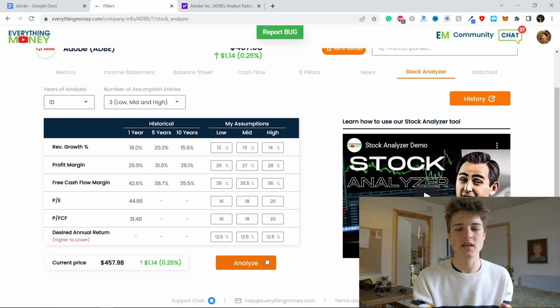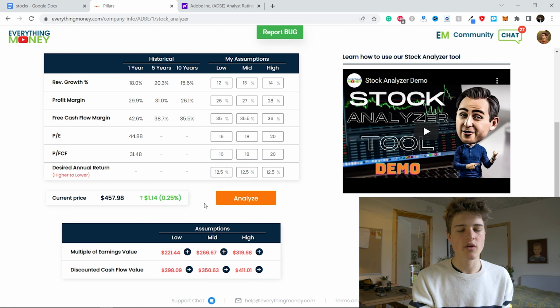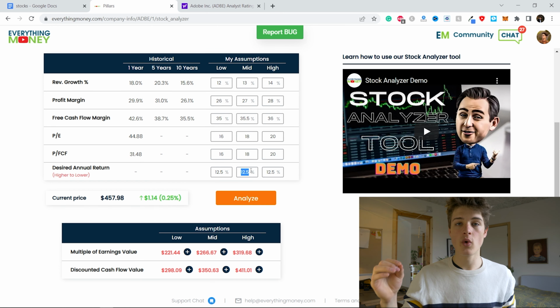Basically what this means is, now I hit the analyze button, go down, red. So if you believe in the mid assumptions, they are going to do 13% revenue, they're going to have this profit margin, free cash flow margin, and in 10 years an 18 price to earnings ratio. You should be paying $250 for Adobe if you want a 12.5% year-over-year return. So a little bit better than the S&P 500.